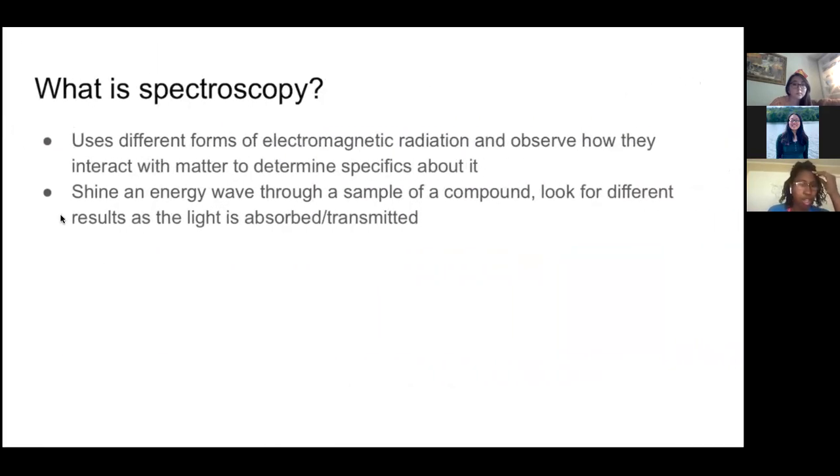So first of all, what exactly is spectroscopy? Spectroscopy uses different forms of electromagnetic radiation, such as radio waves and ultraviolet light, and observes how these different frequencies interact with matter. And in this case, the matter is the solid product formed at the end of a reaction.